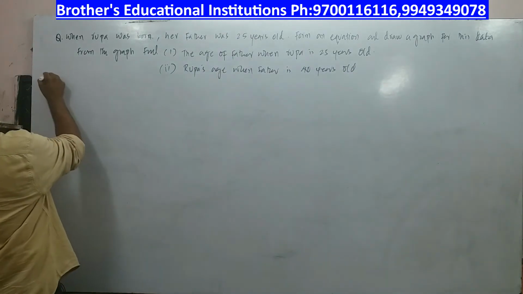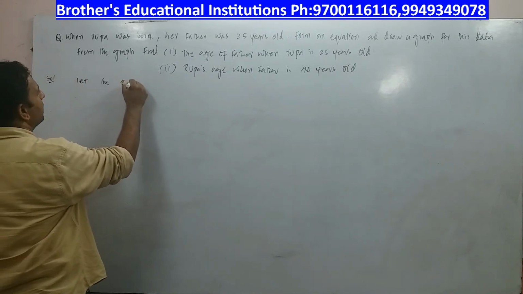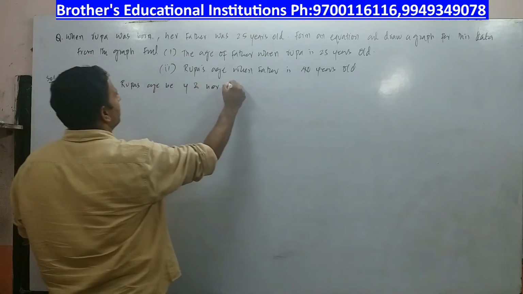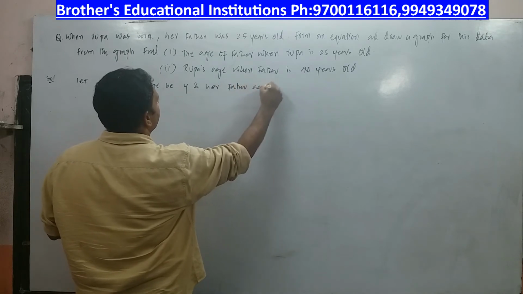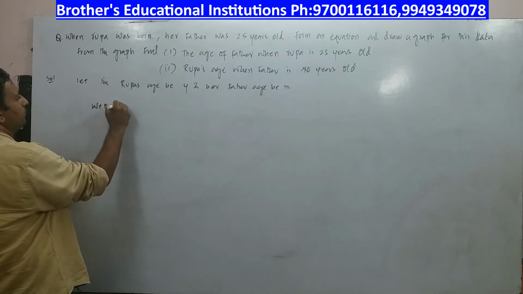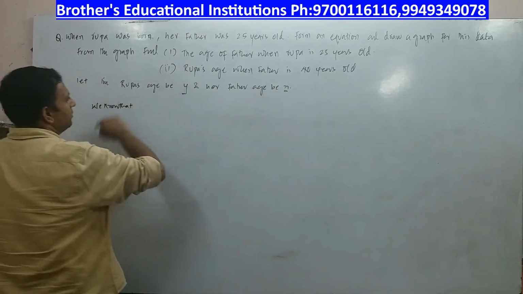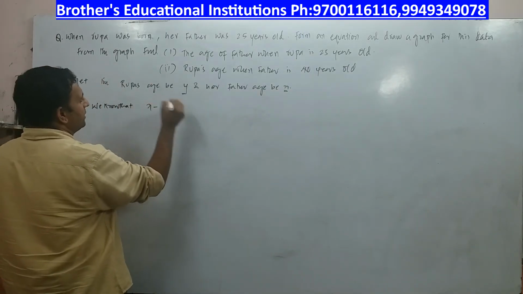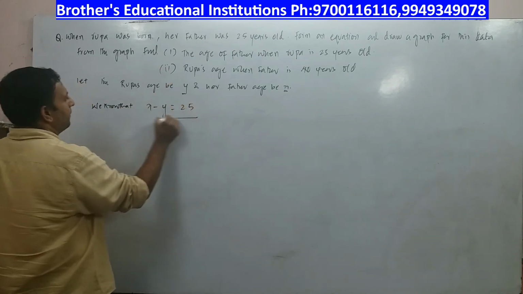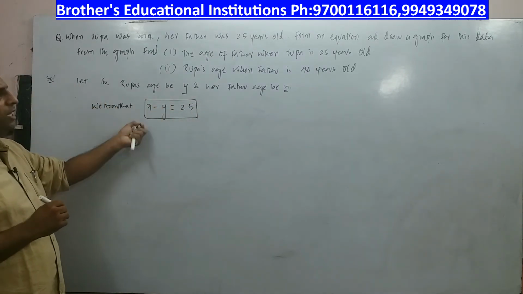Is it not? I will say, let Rupa's age be y and her father's age be x. We know that who is elder? Father. And younger is Rupa. We know that the difference of the ages x and y, x minus y, is equal to how much? 25. So x minus y is equal to 25. So we have framed a linear equation straight away.